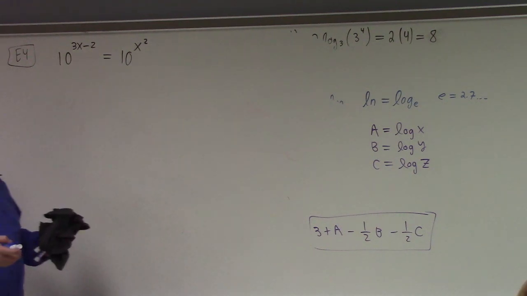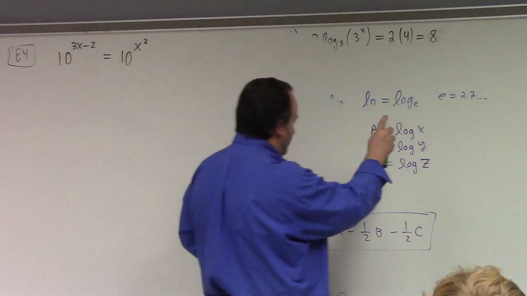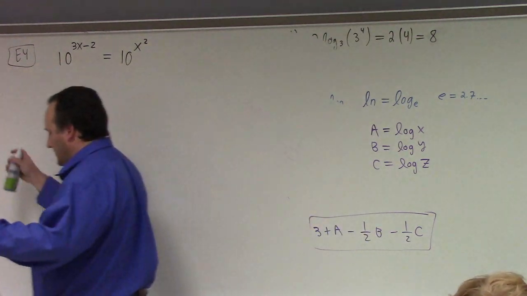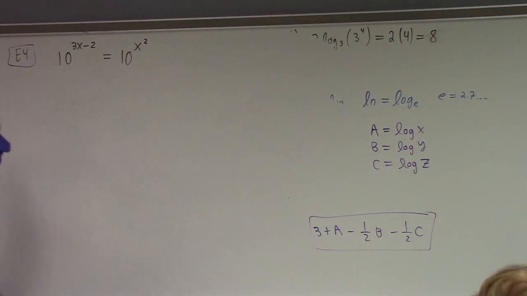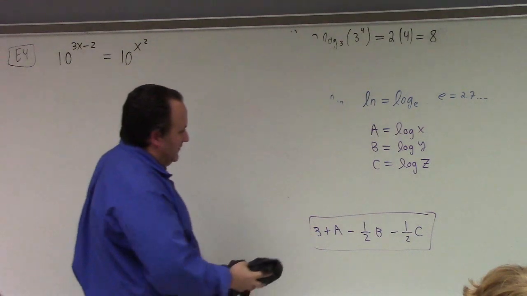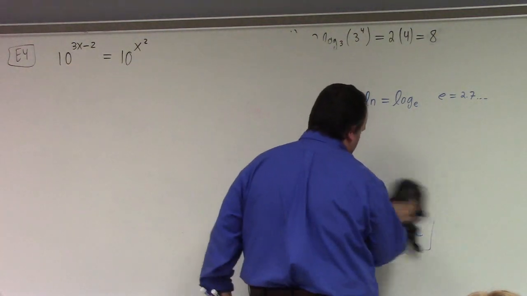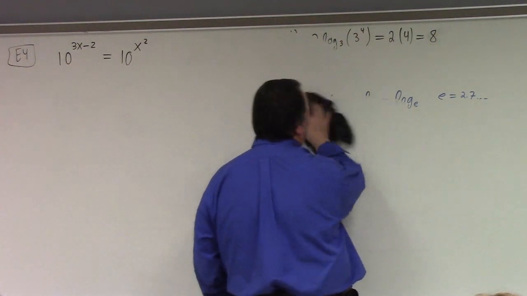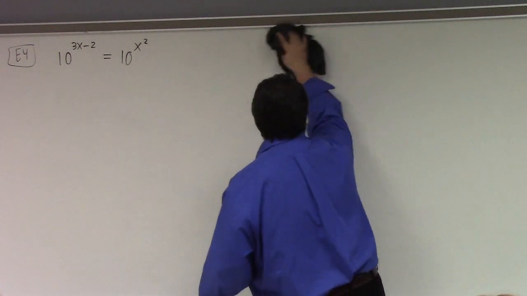Now, of course, how could we solve this last time? What would we have done? We just said one-to-one property, so we can equate the exponents. And that's true. We could do that. Nothing wrong with that. But we've got another way to look at it.